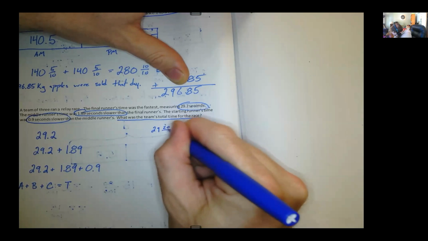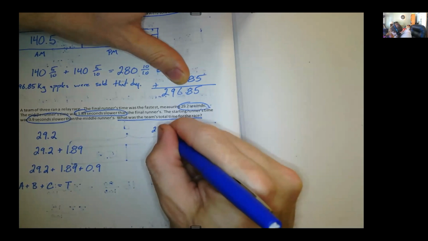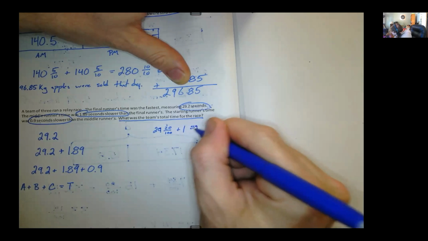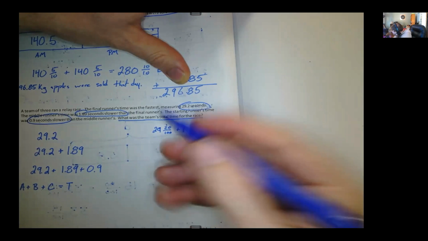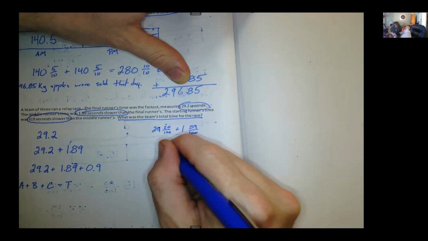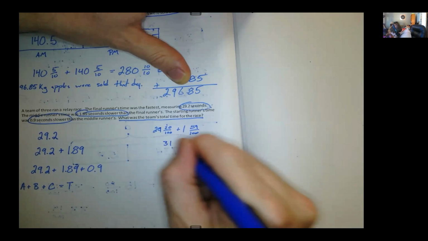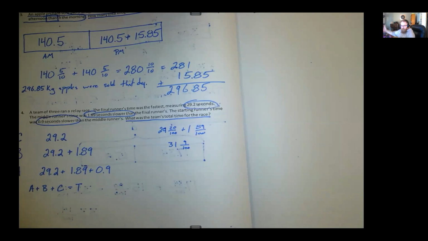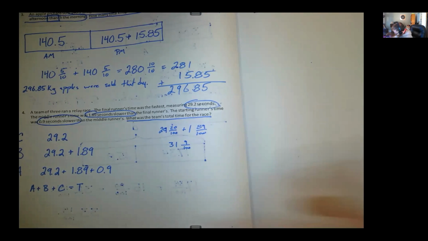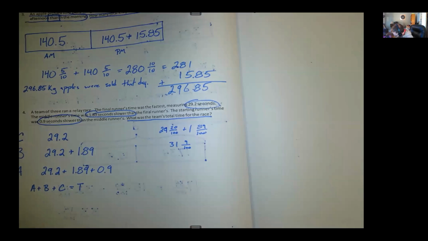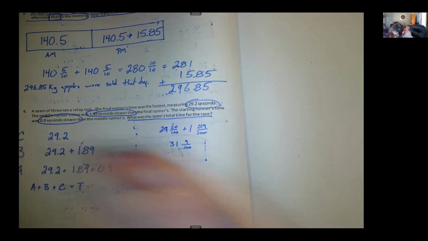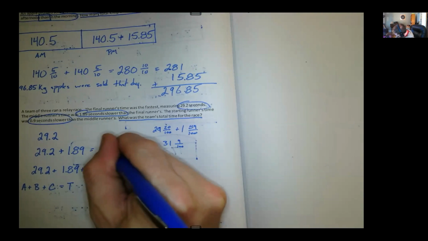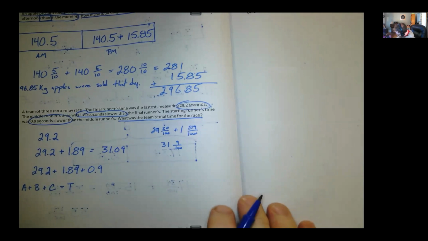29 2/10 converted to hundredths is 29 20/100 plus 1 89/100. Add that together and we get 31 9/100, right? Because 20 and 89 gives us 109/100. Take out your 100/100, add it to the ones, 31 9/100. That is C. I'm sorry, that is B, right? We already know C. So B equals 31 9/100.